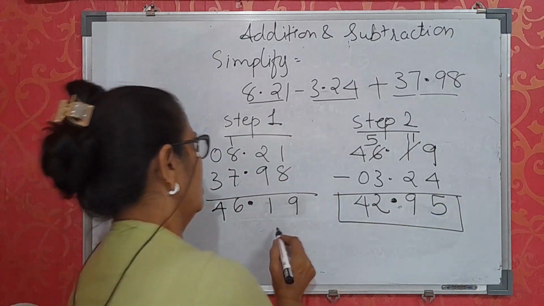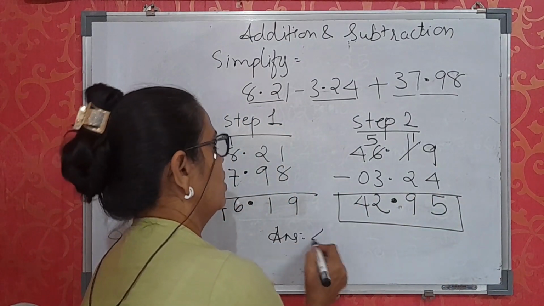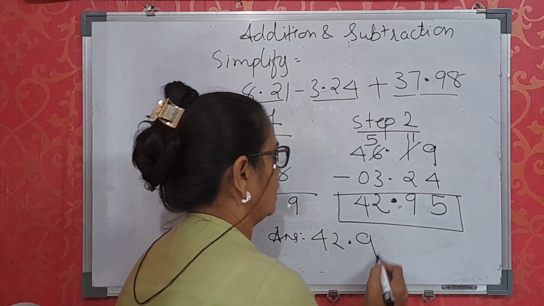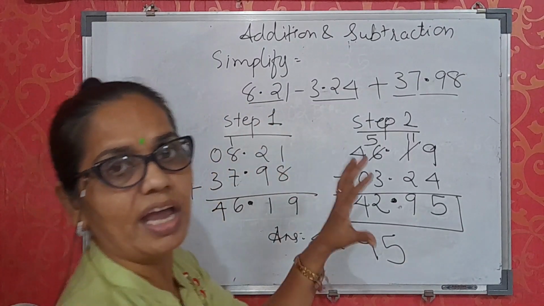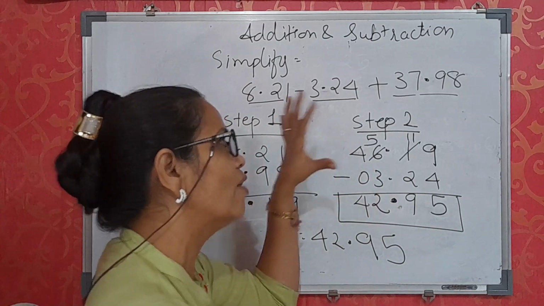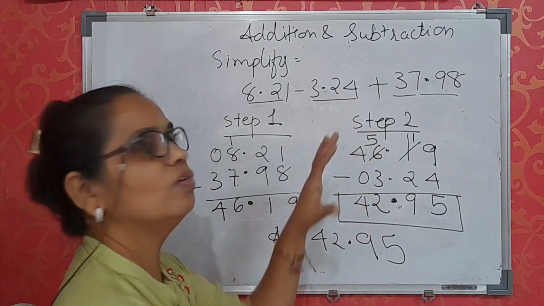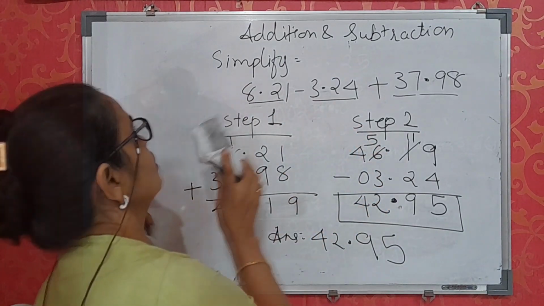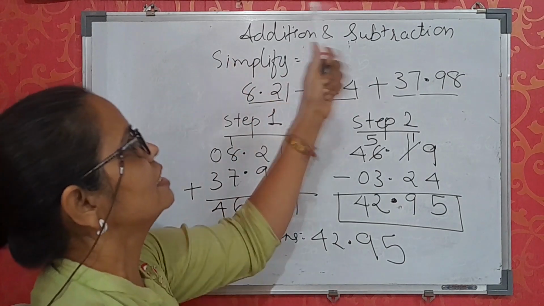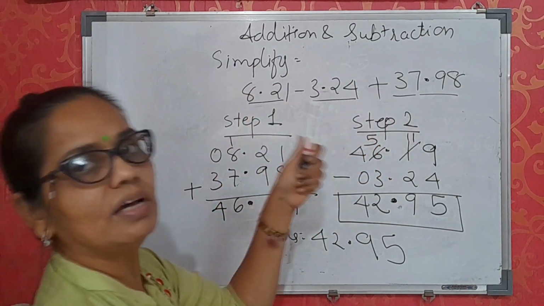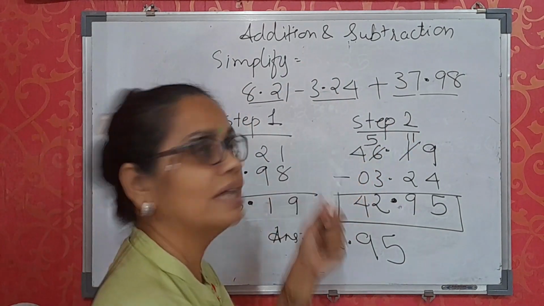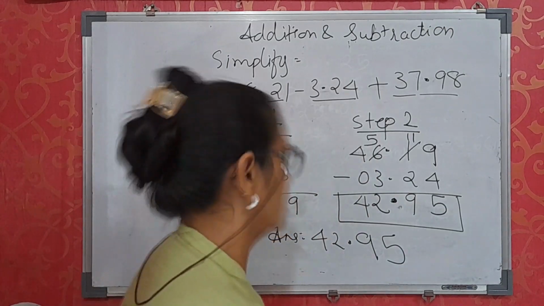So box it. So final answer is 42.95. This way systematically you have to solve the sum so that you will not make mistakes. So this way you can solve addition and subtraction sums, and even addition and subtraction combined, that is simplification sums.